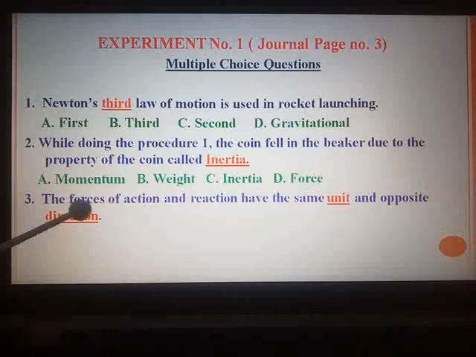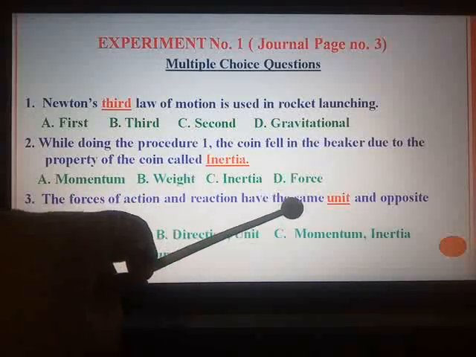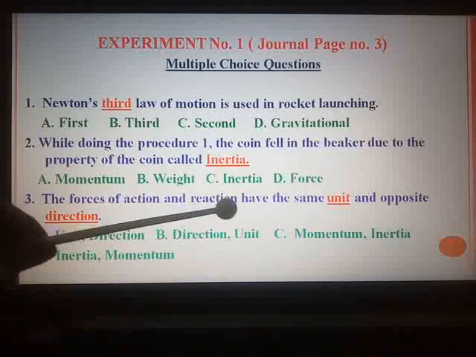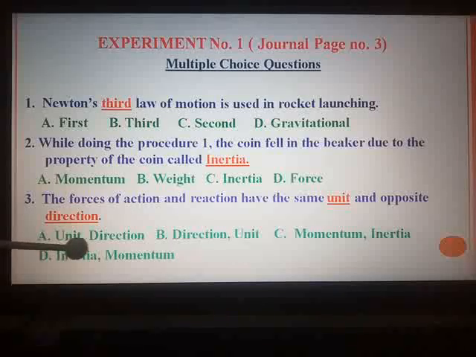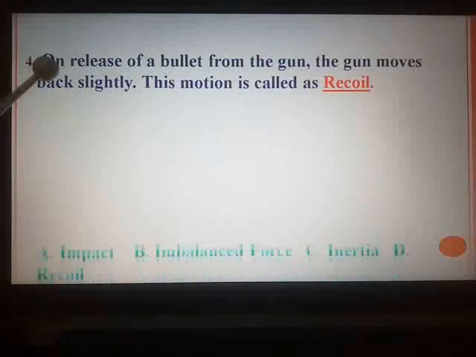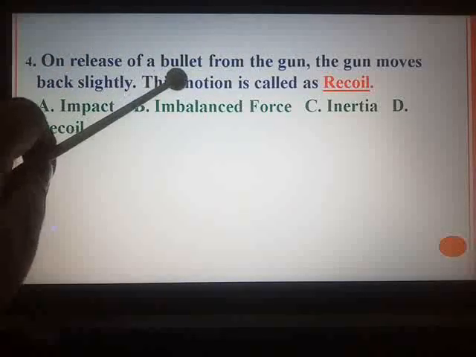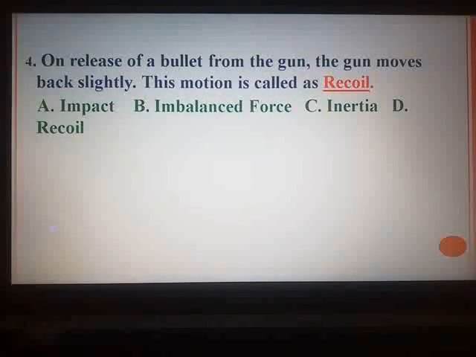Third one, the forces of action and reaction have the same dash and opposite direction. Out of the 4 options, that is unit, direction; unit, momentum; inertia; and inertia, momentum, A, that is unit, direction, is the correct option. Next one, number 4. On release of a bullet, the gun moves back slightly. This motion is called recoil. So out of the options, impact, imbalanced force, inertia, and recoil, recoil is the correct answer.